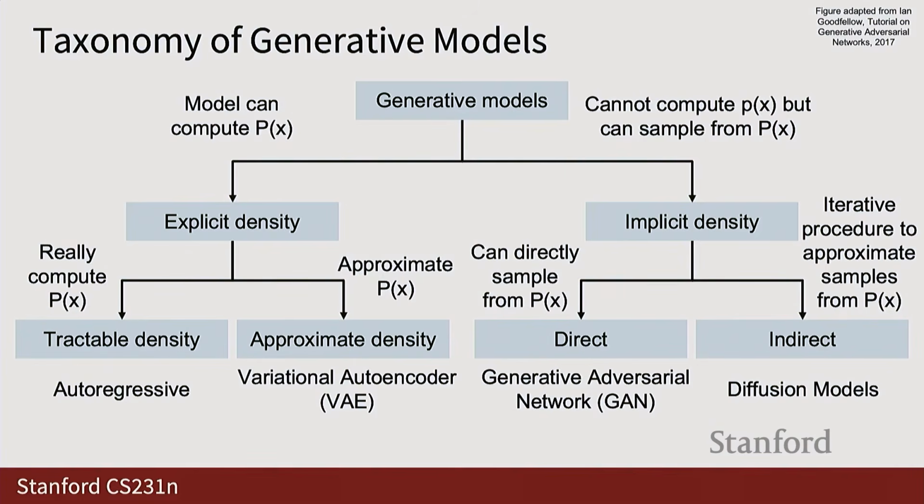But these indirect ones are ones where you can sample from the underlying density P of X that's being modeled, but it requires some kind of iterative procedure. There's no feed-forward function where you can input and get the sample directly out. There's some kind of iterative method that you need to run in order to draw a sample from the underlying density that's being modeled. And diffusion models are an example of this that we'll see next time.